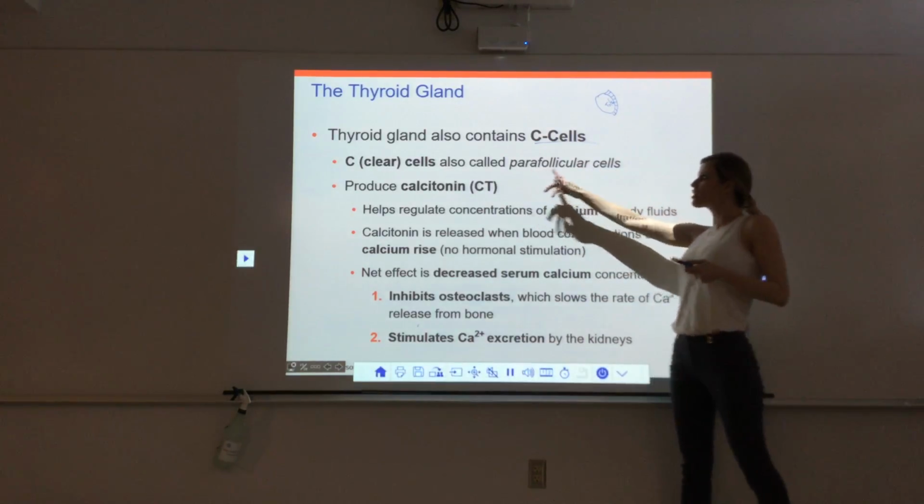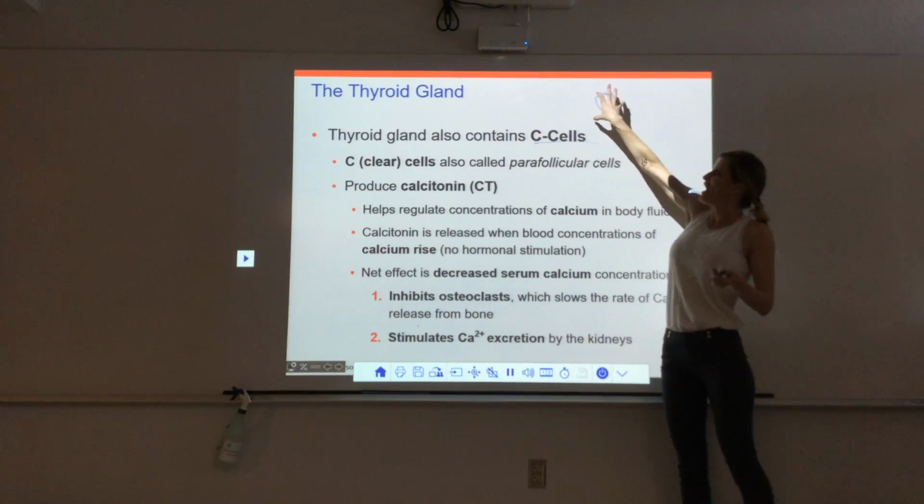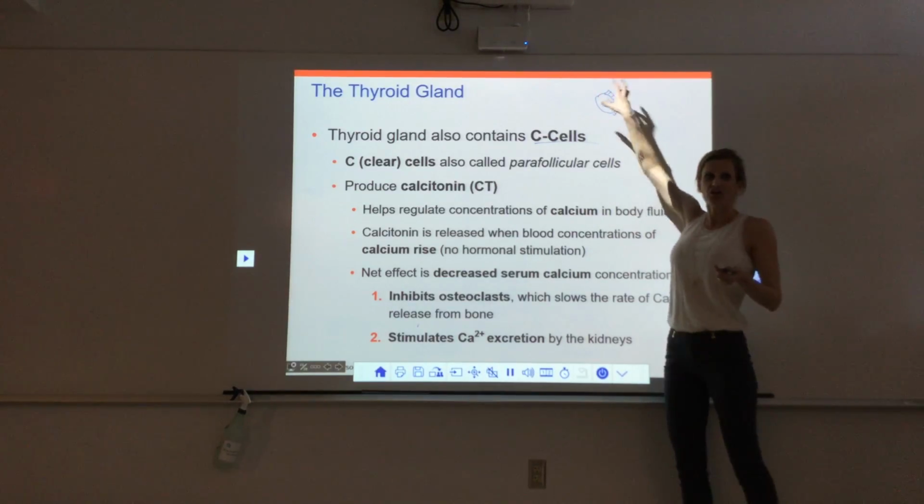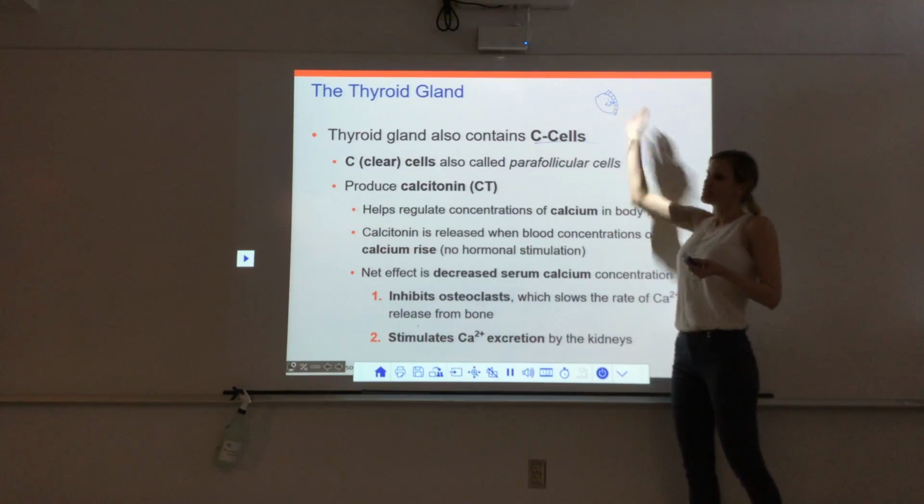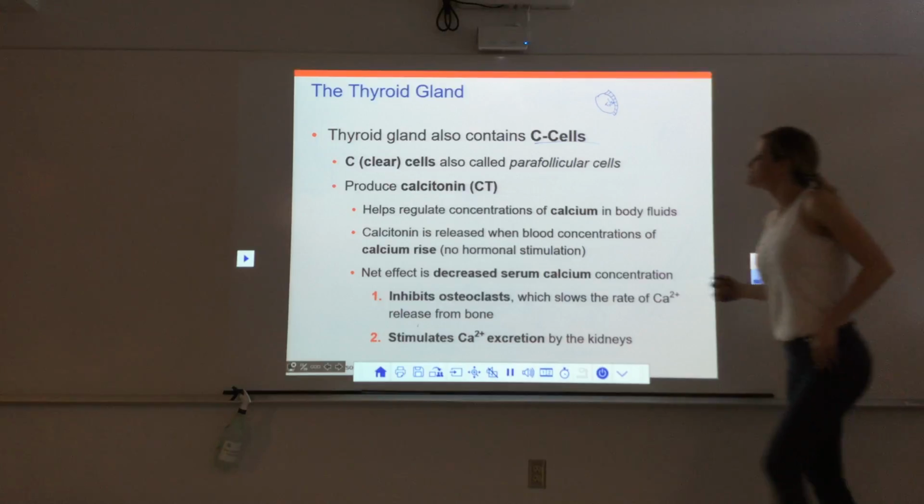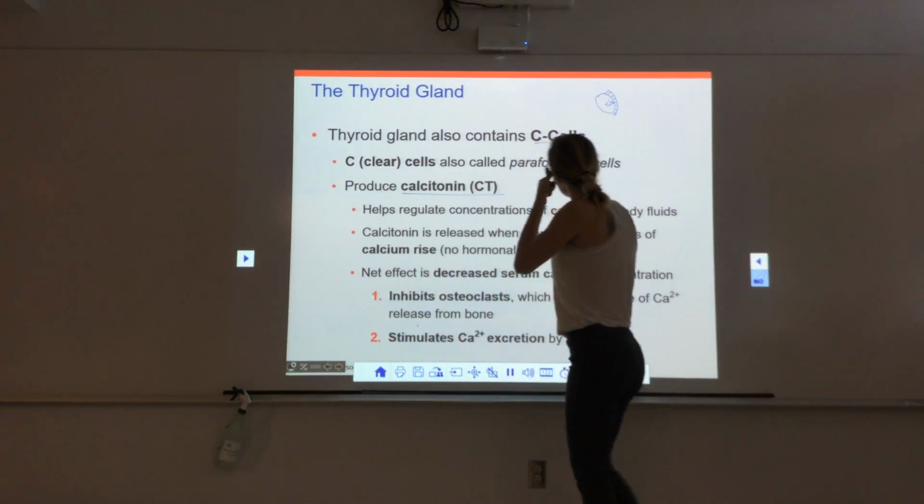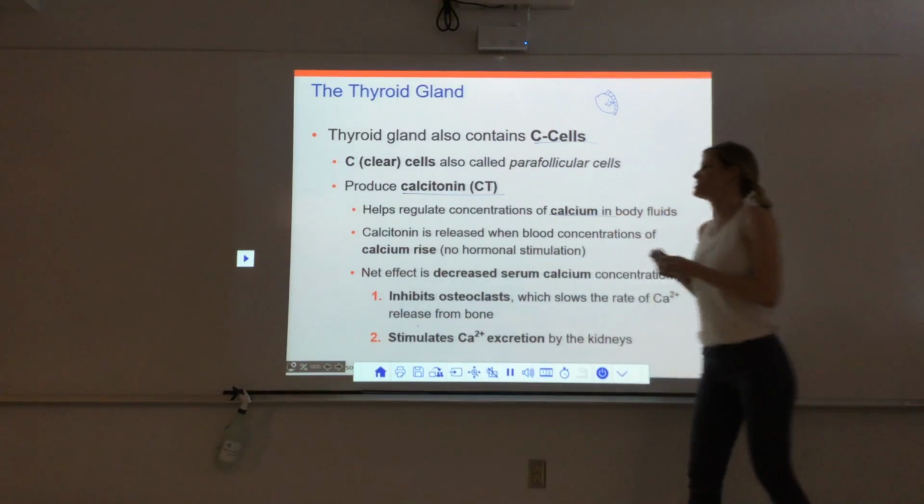They're also called parafollicular because of where they are, right? They're like around the follicle. So you've got your follicle, and then outside of the follicle, you've got your C cells. The C cells produce calcitonin. And again, calcitonin helps to regulate calcium concentrations in the blood.